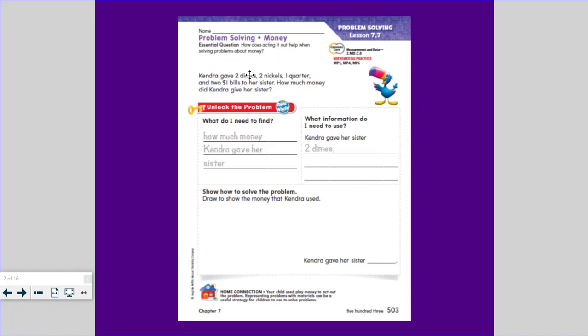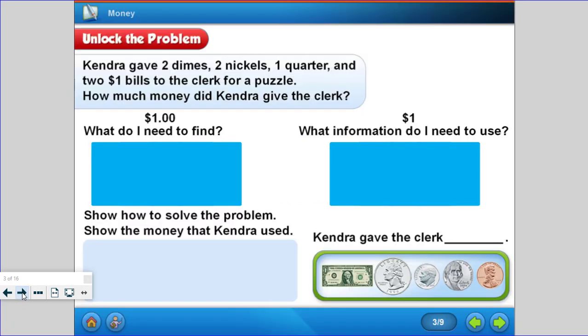What we're going to do is go through the story problem together, and talk about how we can act it out to figure out the answer. So you're going to stay on page 503. I'm going to go to my page over here, and I have the same exact problem as you. It says Kendra gave 2 dimes, 2 nickels, 1 quarter, and 2 $1 bills to the clerk for a puzzle. So she's buying a puzzle, and this is the amount of money she gave her. How much money did Kendra give the clerk?